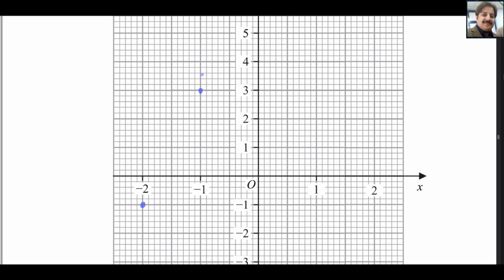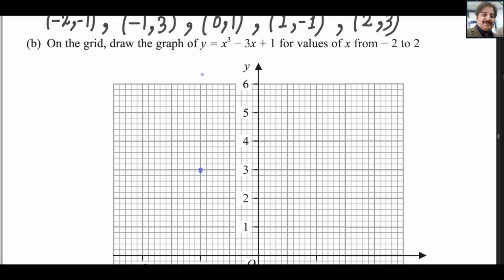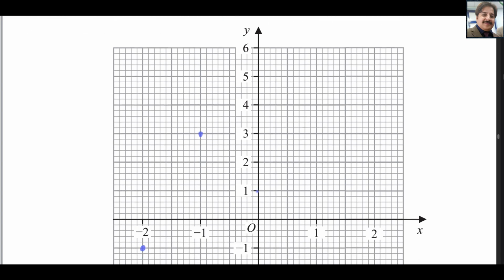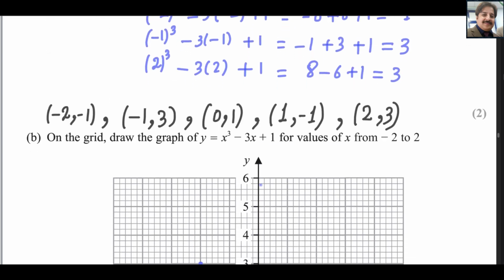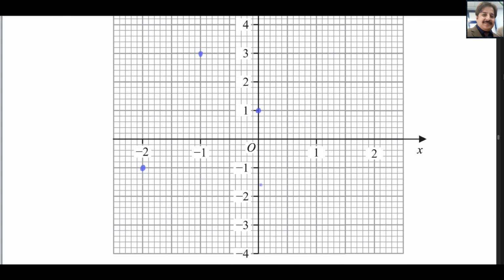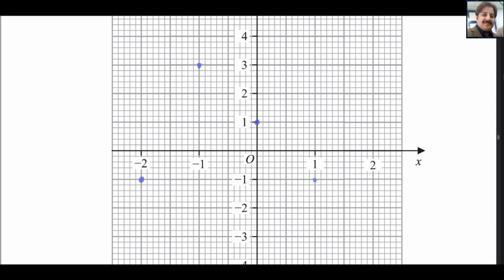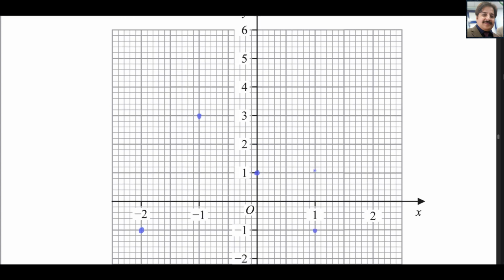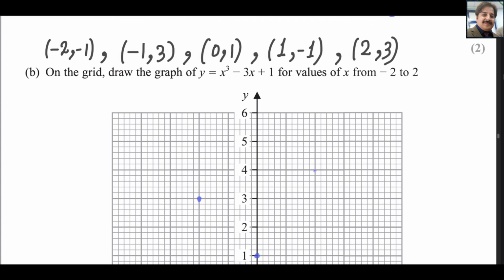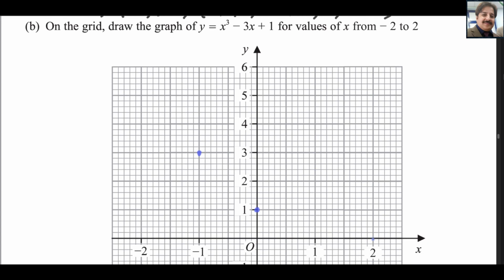Okay, and then 0 and 1. X is 0 and 1 is here. Then 1 and negative 1 is here. And the last point, 2 and 3. 2 is here and 3 goes up here. Okay, 2 and 3. So these are the required 5 points.